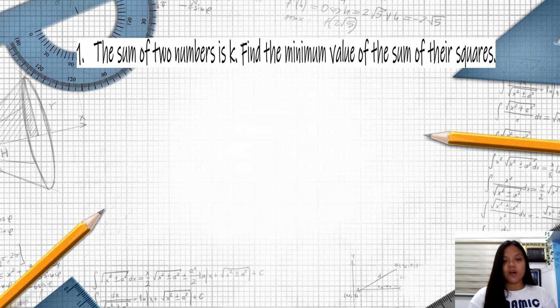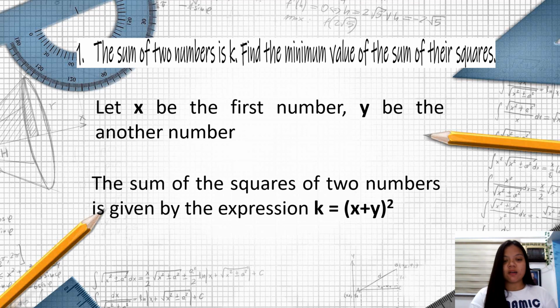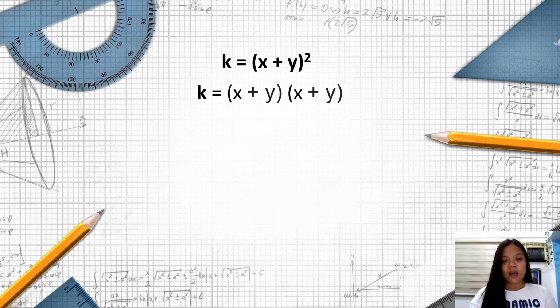The sum of two numbers is k. Find the minimum value of the sum of their squares. To get the sum of their squares, let x be the first number, y be the other number. The sum of the squares of two numbers is given by the expression k = (x + y)². The next step will be k = (x + y)(x + y).